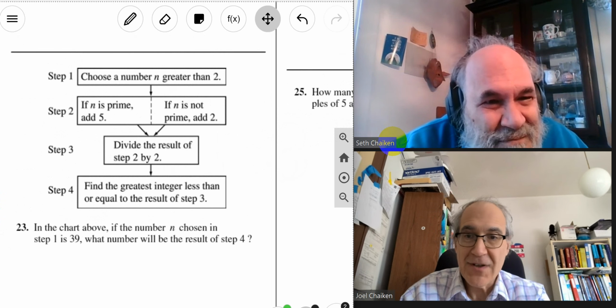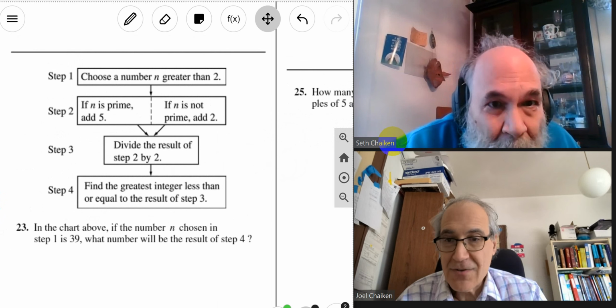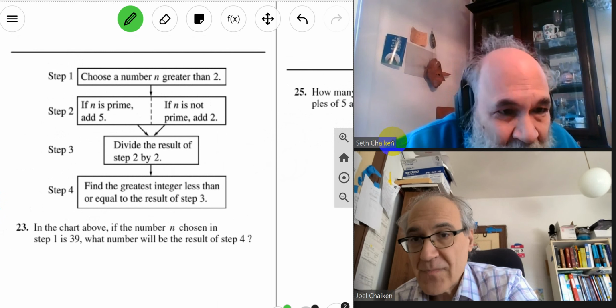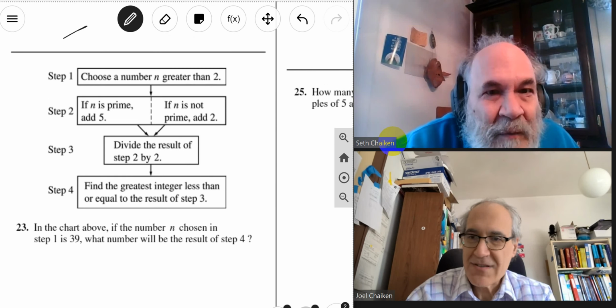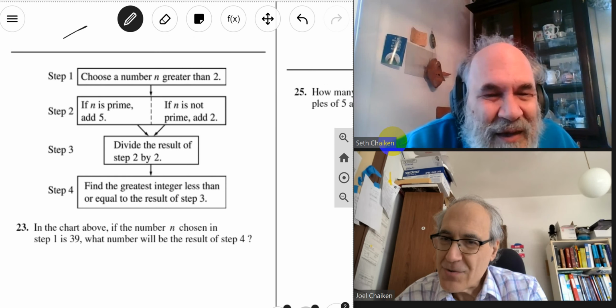Stop the video, and we'll see how to do this thing. Okay, here we go. Change to black. Single line. Okay, here we go. Step 1. Choose a number greater than 2.